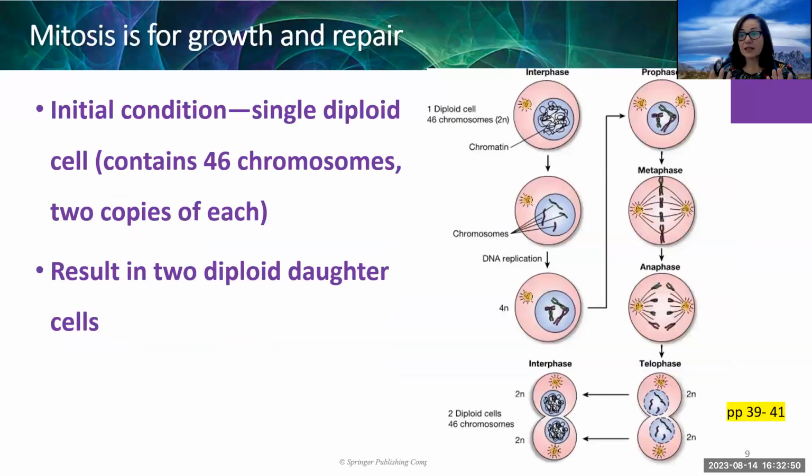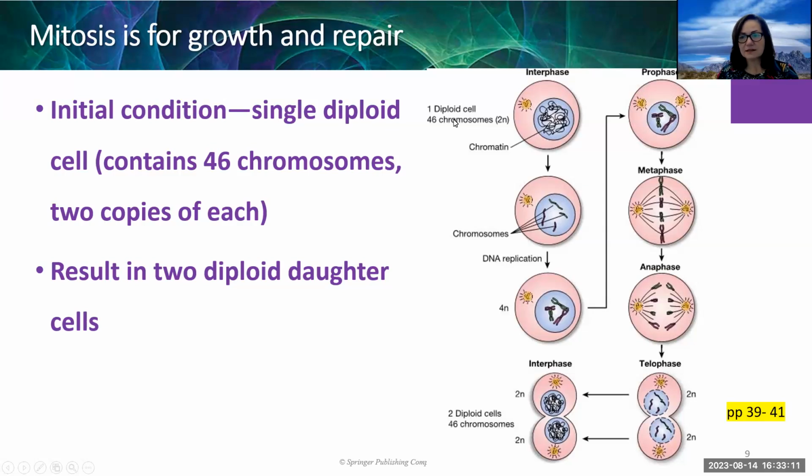All right, different kinds of cell division. Mitosis is for growth and repair. This is where we start with a cell that has two copies of every chromosome. That's 46 chromosomes, and when they have two copies each, this is referred to as diploid, di meaning two.